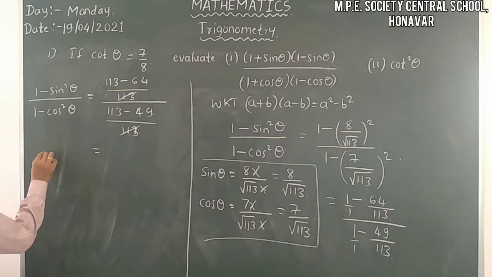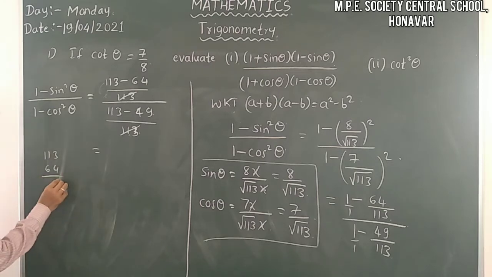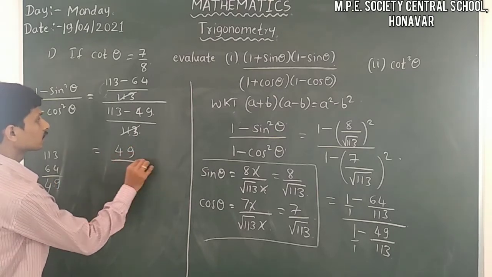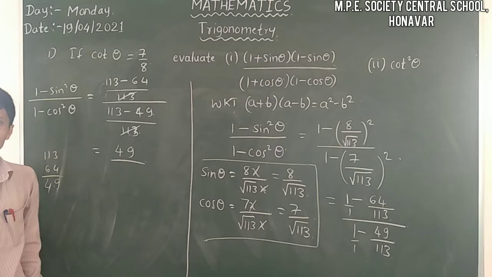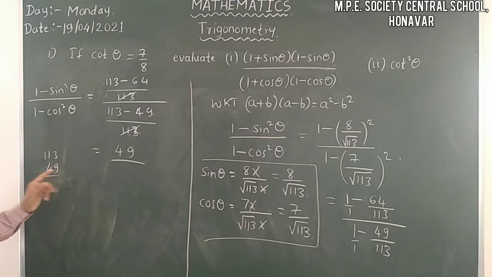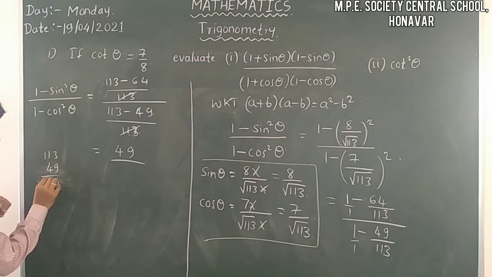113 minus 64: 13 minus 4 is 9, and 10 minus 6 is 4, so we get 49. Then 113 minus 49 means it is again 64. That is 49 over 64. 13 minus 9 is 4, then 10 minus 4 is 6, so 64.